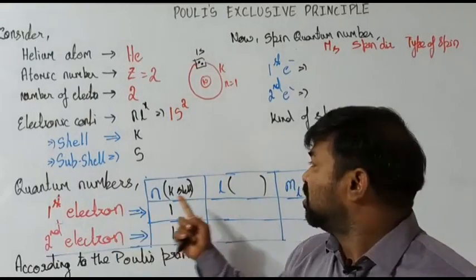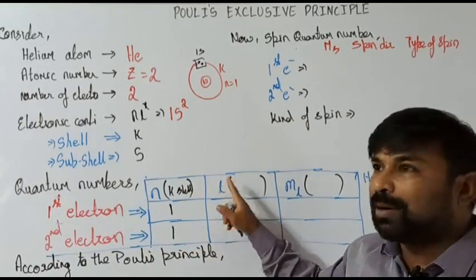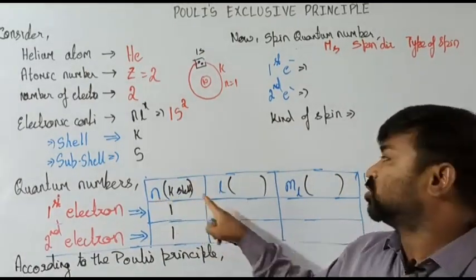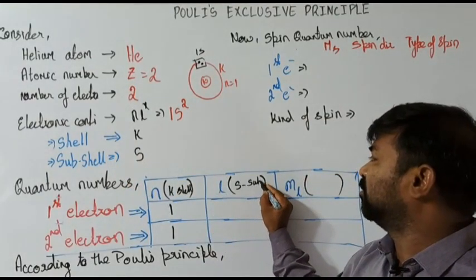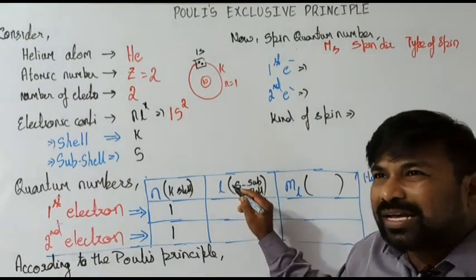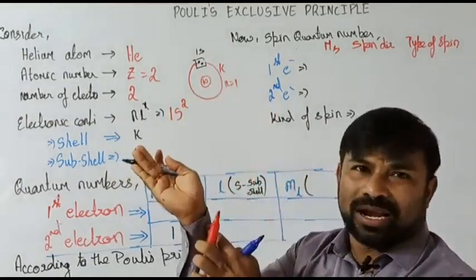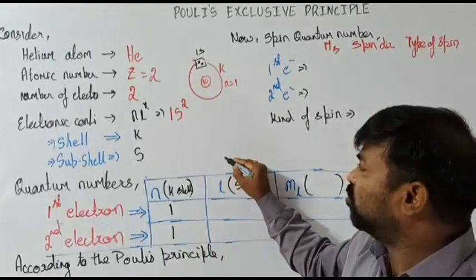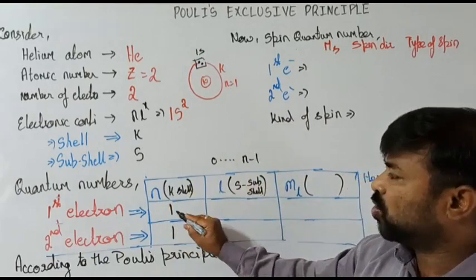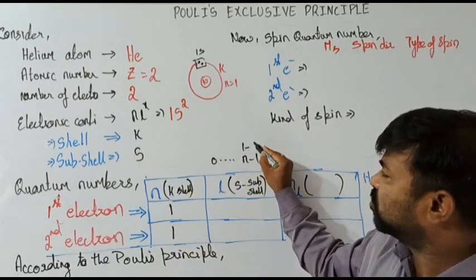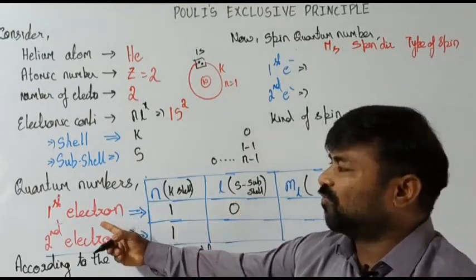Now, let's get the azimuthal quantum number, or angular momentum quantum number. The angular momentum quantum number depends upon the principal quantum number, right? So, what is the subshell? It is the s subshell we are entering. Right, so we know l is dependent upon the n value. It goes from 0 to n minus 1. What's the n value? The n value is 1. 1 minus 1 is 0 here, right? So the l value is 0 for the first electron.